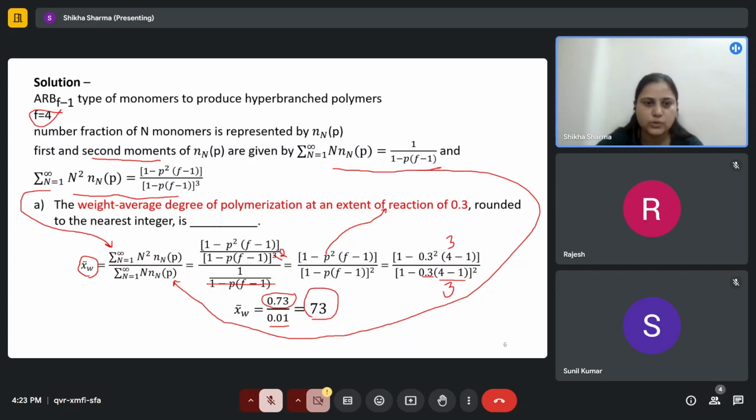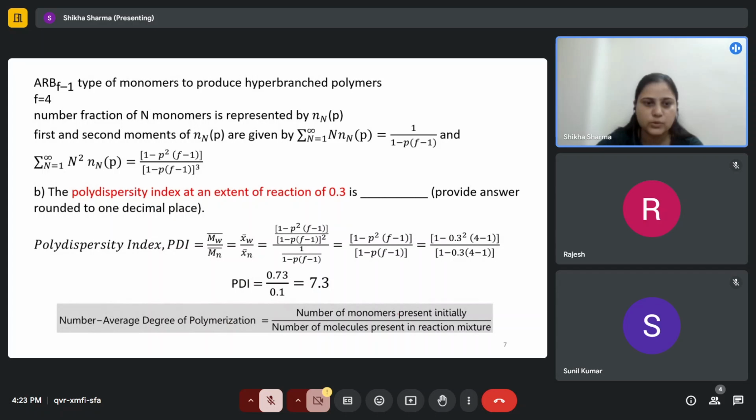Okay. So next is calculating the polydispersity index in this reaction. We already know from our previous lectures and discussions that the polydispersity index is nothing but the weight average degree of polymerization divided by the number average degree of polymerization, right? So we can divide these two values, like Mw, which is the weight average molecular weight, divided by the number average molecular weight Mn, equals the weight average degree of polymerization divided by the number average degree of polymerization. So the polydispersity index formula we already know, right?